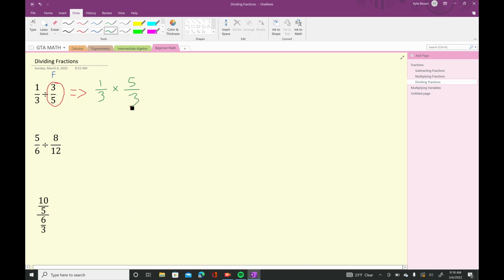And now we just multiply. When we multiply fractions, we multiply horizontally. So this is going to be 1 times 5, which is 5, and 3 times 3, which is 9. So the first one, pretty straightforward. Just wanted to make sure that the idea was there, that we cannot cancel out fractions cross multiplying in the first step. Can't do that. So let's do this next one.